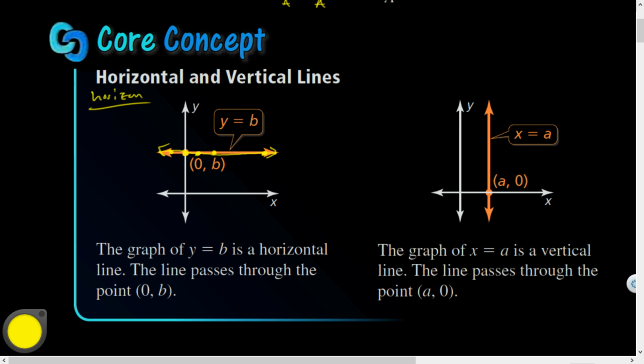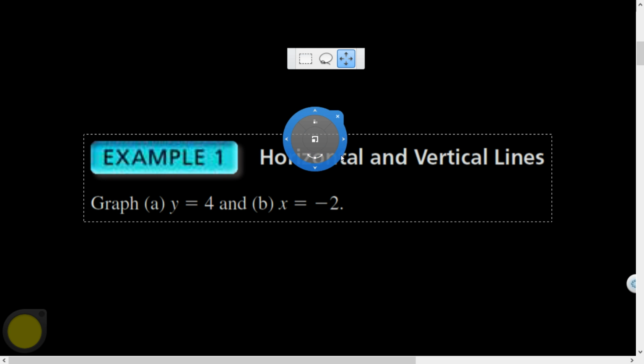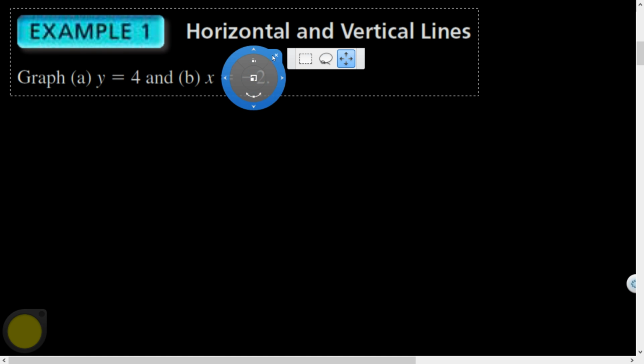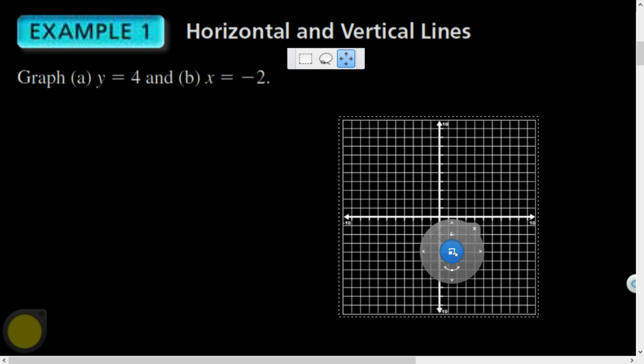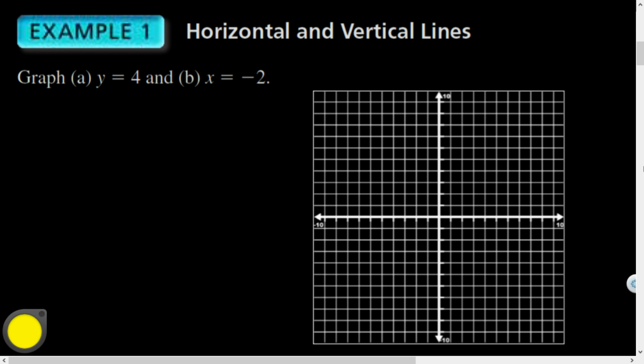So to graph these, it's actually not too difficult, I don't think, as long as you remember these little facts. So let's do this first little example here. And I think I'm going to graph these both on the same coordinate plane. Here we go. I've got my coordinate plane. So let's see, for graphing y equals 4.